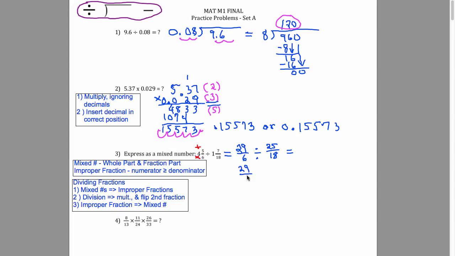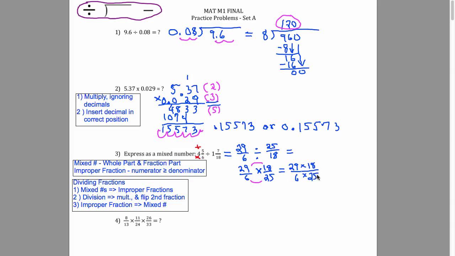Step 2 is we change the problem into a multiplication problem rather than a division problem, and we flip the second fraction. Next, we multiply the fractions together. Now, when you multiply fractions, you multiply the numerators together, you multiply across, and you multiply the denominators together. Rather than doing the multiplication right now, I'm just going to indicate it. So the numerator becomes 29 times 18, and the denominator is 6 times 25.